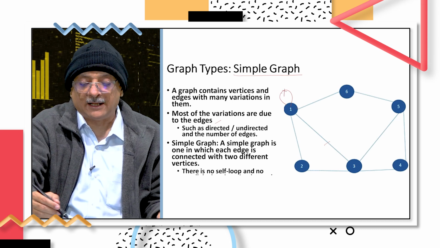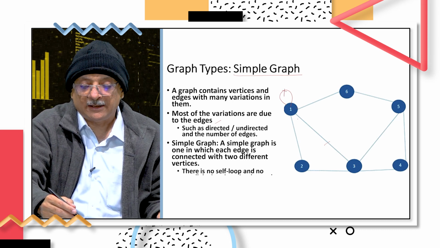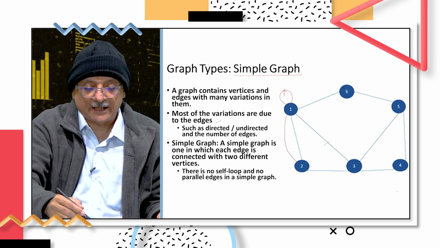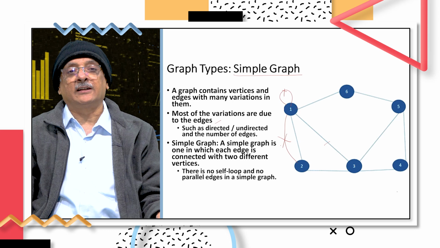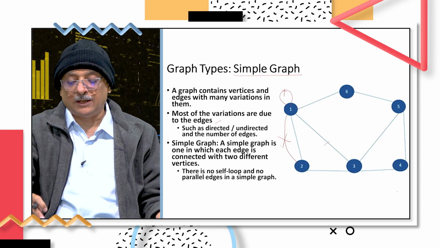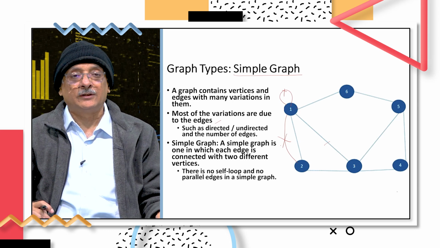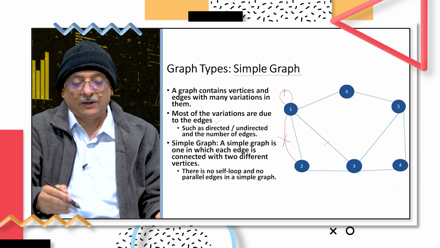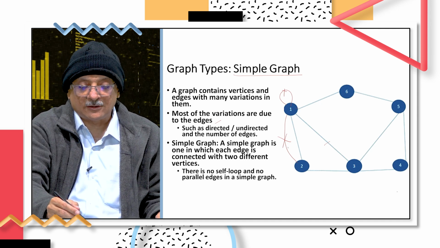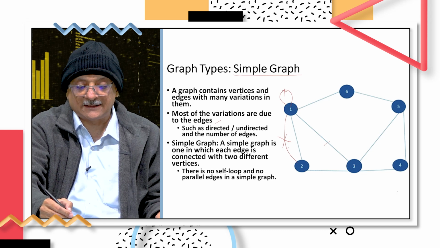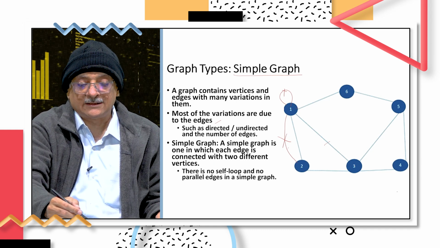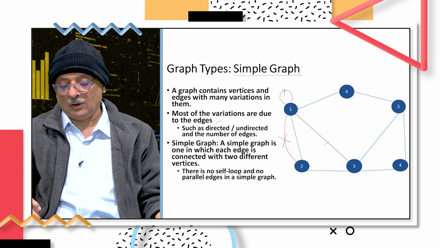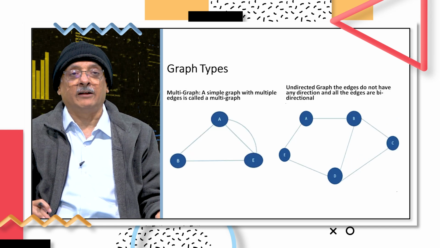And no parallel edges. Parallel edges may be in the form where there is an edge from 1 to 2, and there is another edge, that is also not allowed. Otherwise, the graph is not going to be simple anymore. So, these are the properties. This is typically a simple graph. This kind of edge is not allowed. The second edge, already one edge is there. The second edge or the parallel edge is not allowed, and the self edge to a particular node is also not allowed in a simple graph.